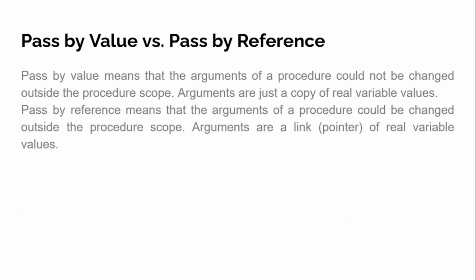Pass by value versus pass by reference. Pass by value means that the arguments of a procedure could not be changed outside the procedure scope. Arguments are just a copy of real variable values. Pass by reference means that the arguments of a procedure could be changed outside the procedure scope. Arguments are a link, a pointer, to real variable values.